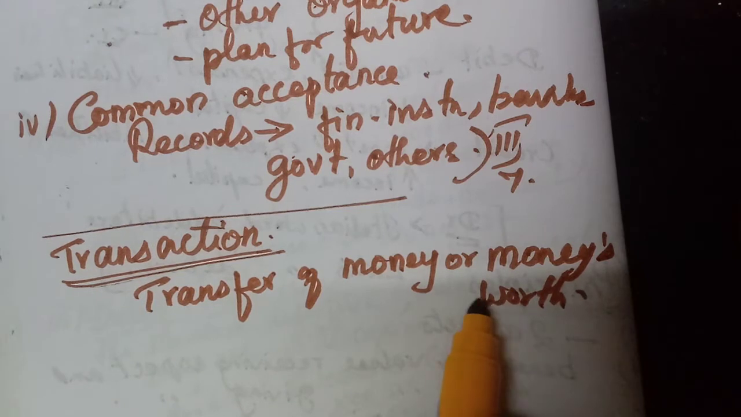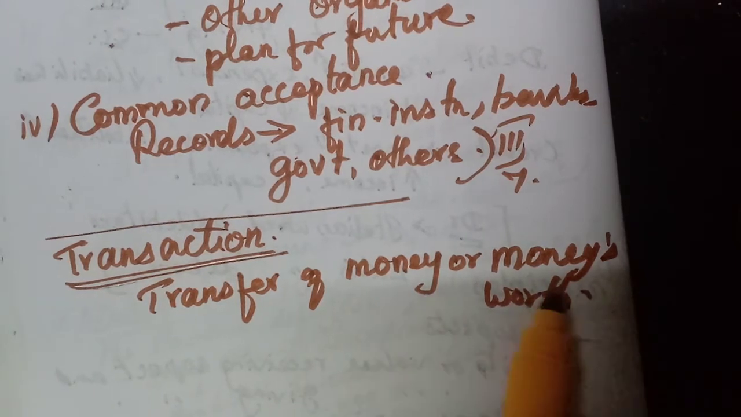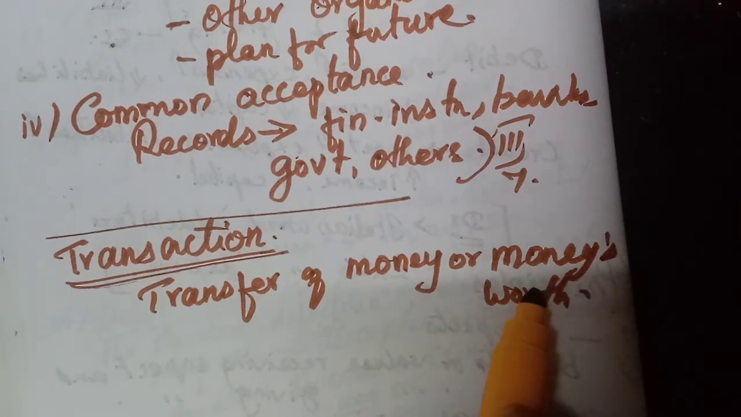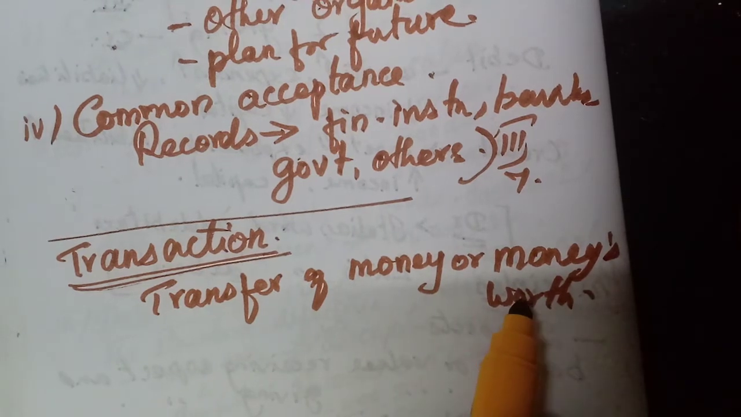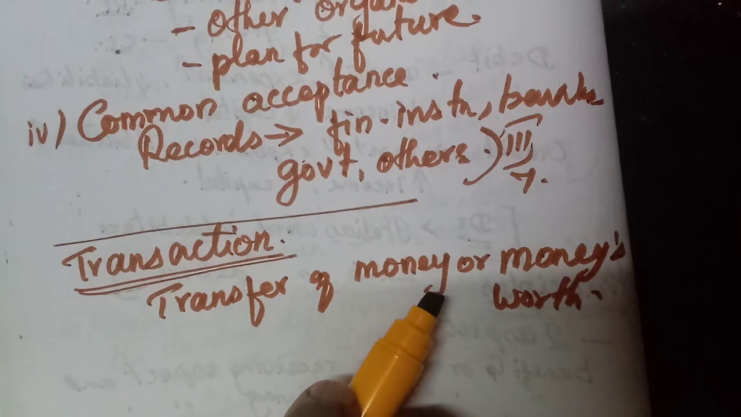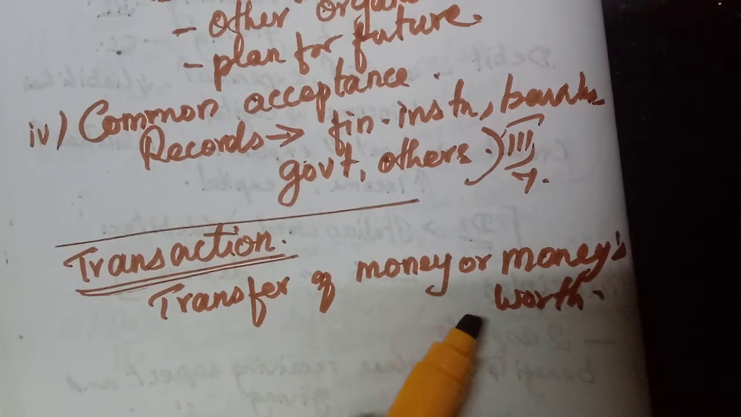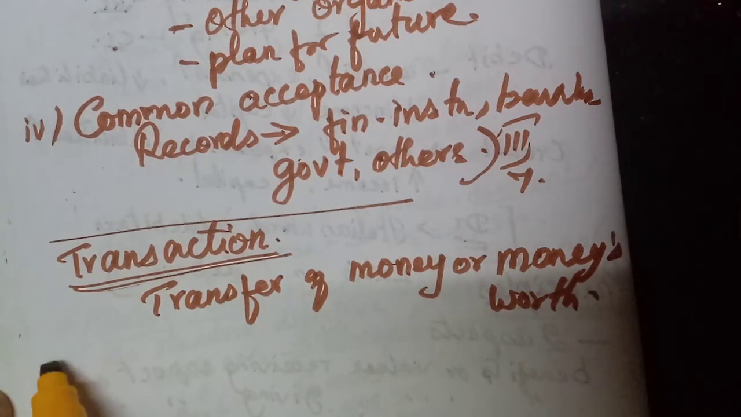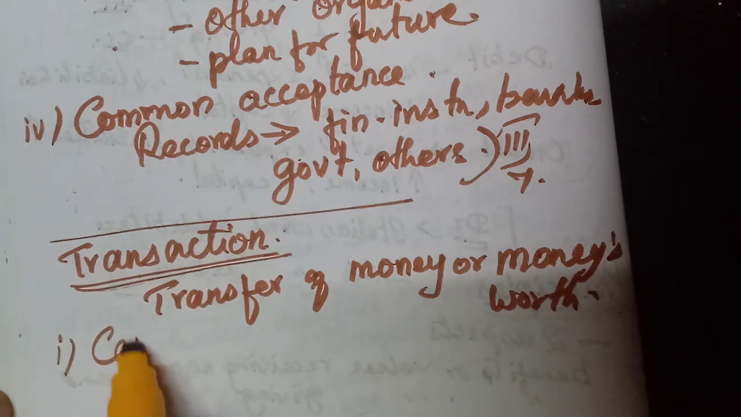We can say goods, isn't it? Either cash we transfer or we are transferring something equivalent to money. Maybe the check, if we pay, that is not money, but we are giving one check that is equivalent to cash, or goods that can be valued in terms of money. So all these are transactions. Understand? Here this transaction we can divide into 3. First one, cash transaction.